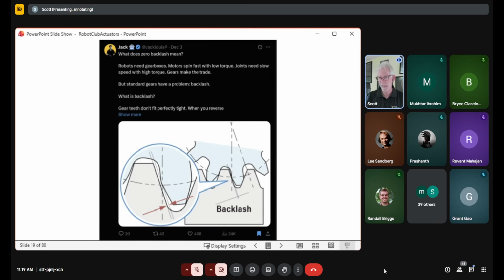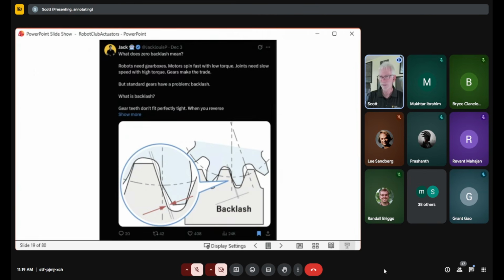You know, once the gears engage, everything is kind of fine. But if you need to constantly reverse direction every now and then, you'll lose your positioning accuracy momentarily until it picks up. And for very precise applications like CNC machining, you want to reduce the backlash as much as possible.